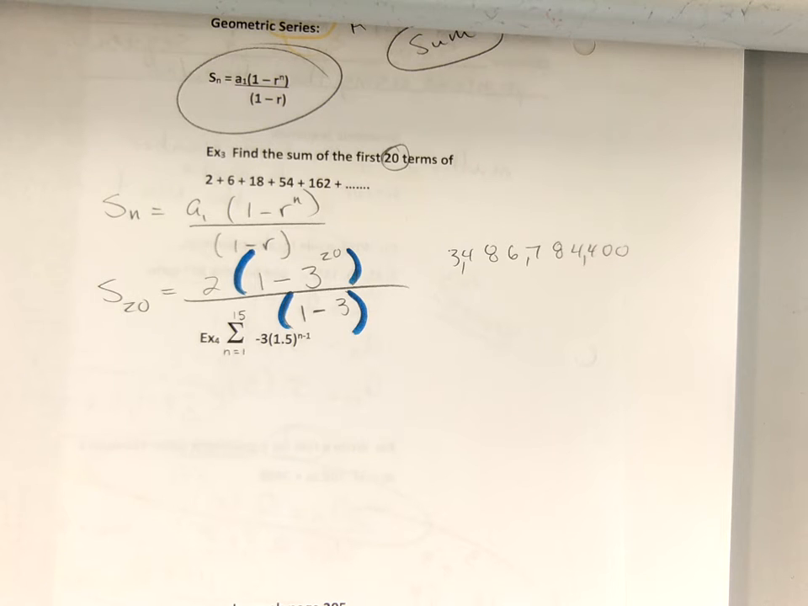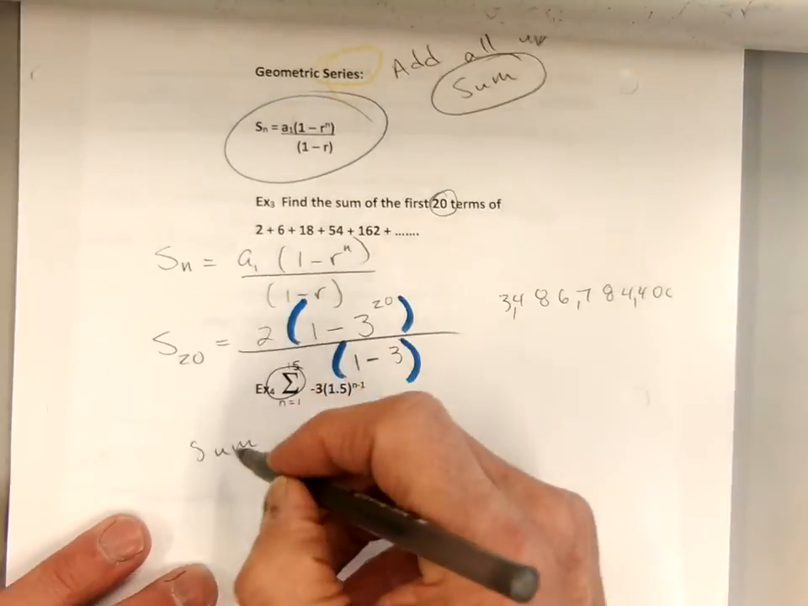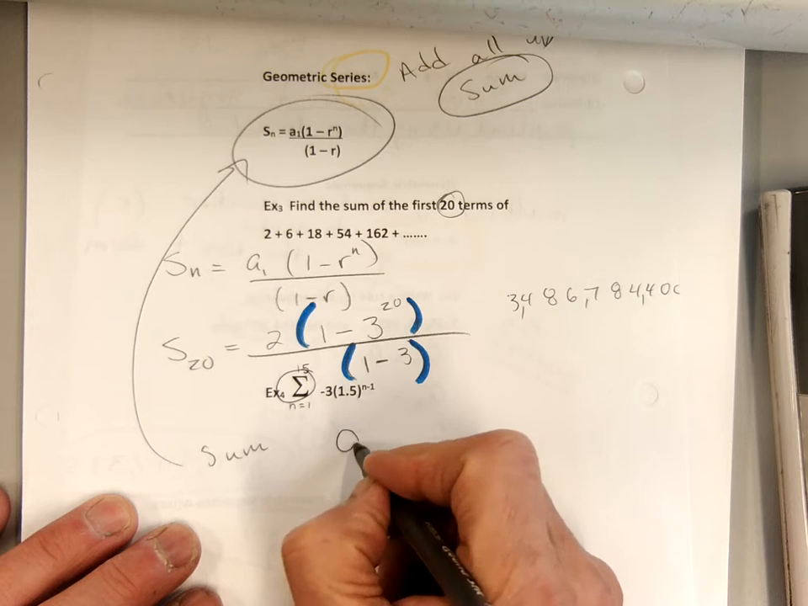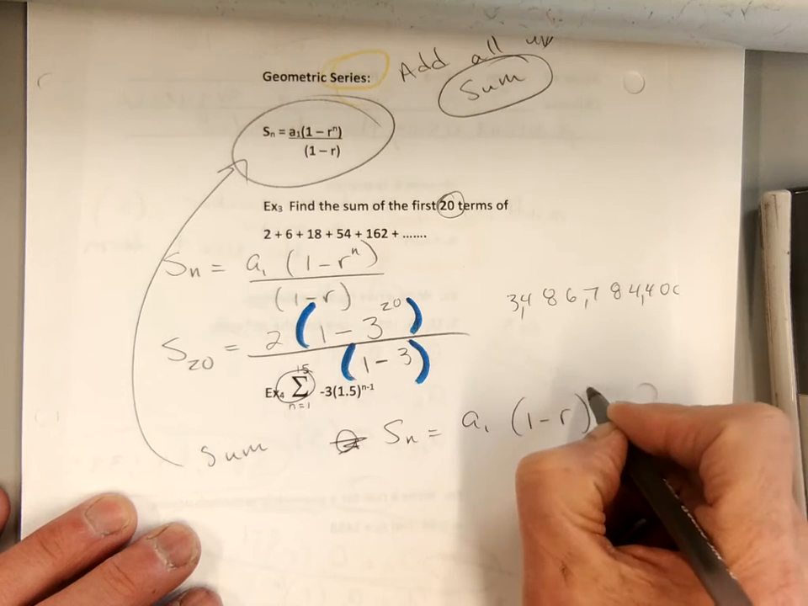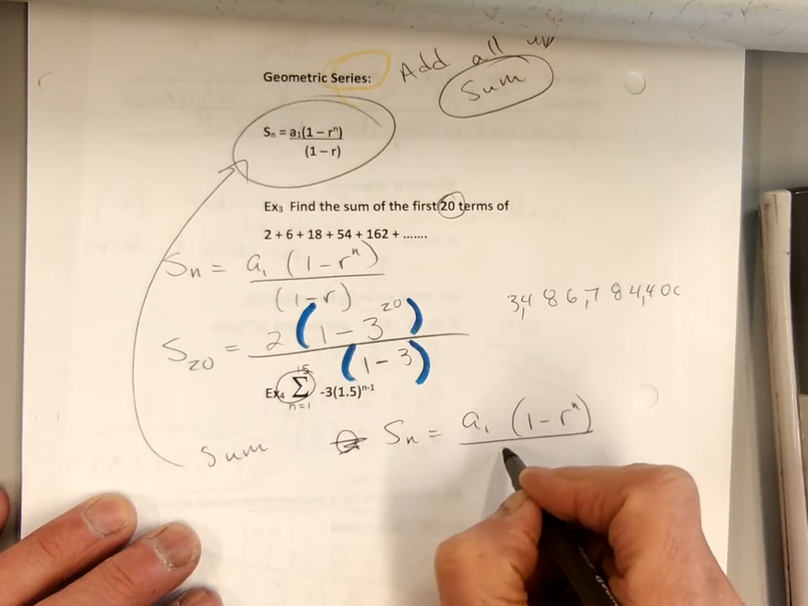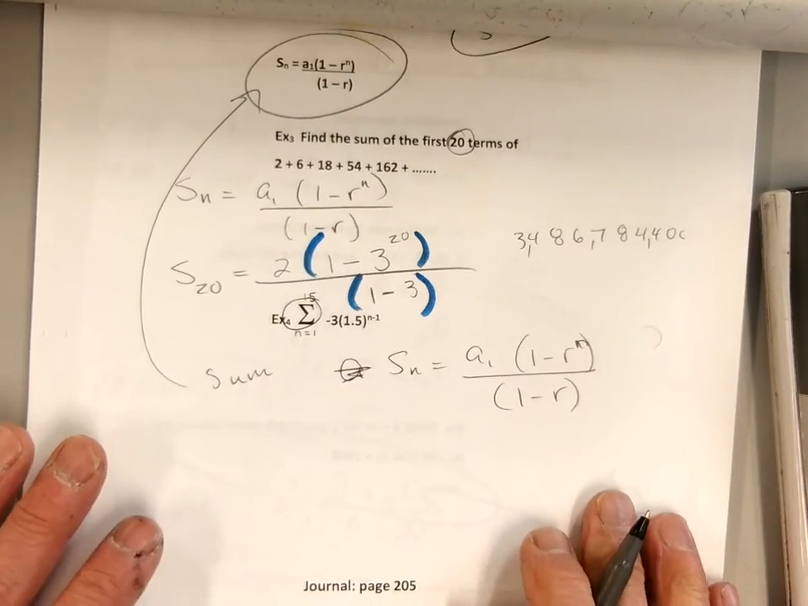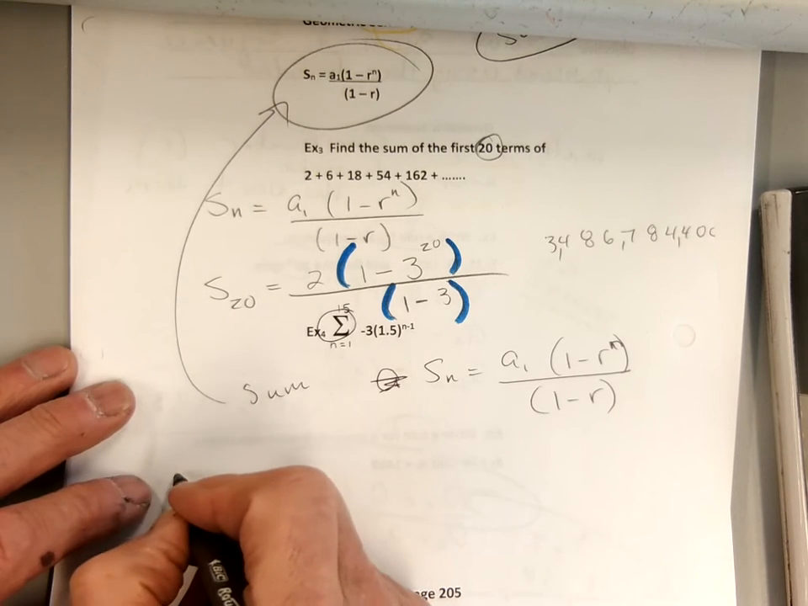Okay, last example, I'm done. Last example. What does this symbol mean? Sum. Okay, and I have a formula, right? My formula is S of N equals A1 times 1 minus R to the N, all over 1 minus R, okay? So, let's use my formula. What's A1? Do we know what A1 is? We could make it.